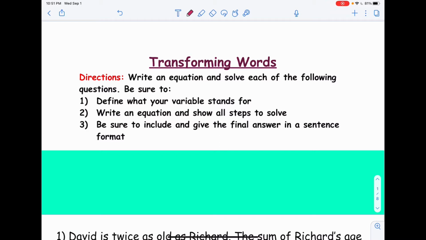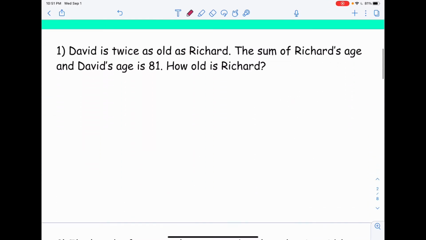Write an equation and solve each of the following questions. Be sure to define what your variable stands for. Write an equation and show all steps to solve. And be sure to include and give the final answer in a sentence format. Okay, let's go. Question number 1.